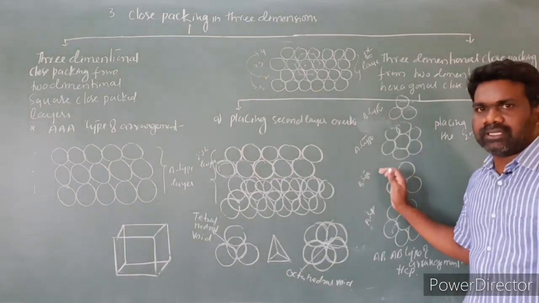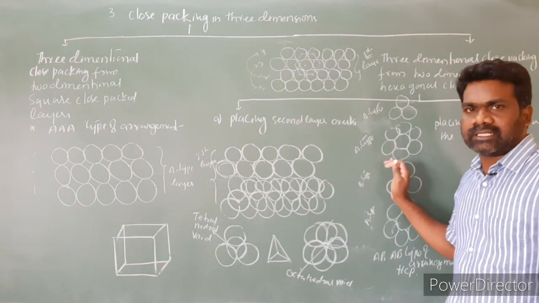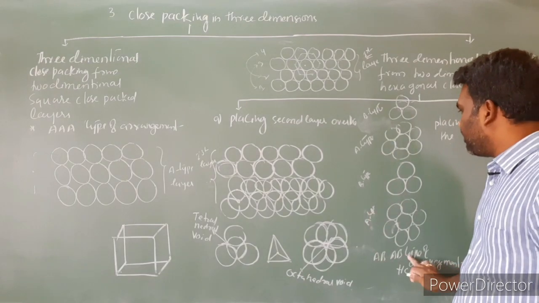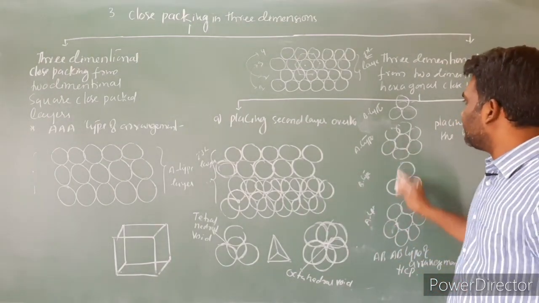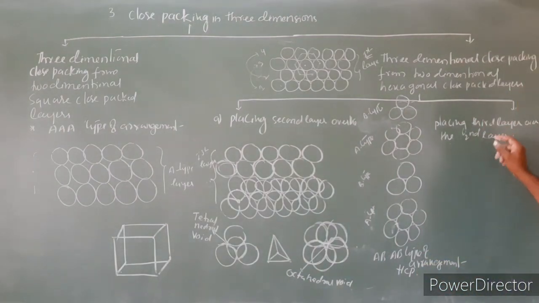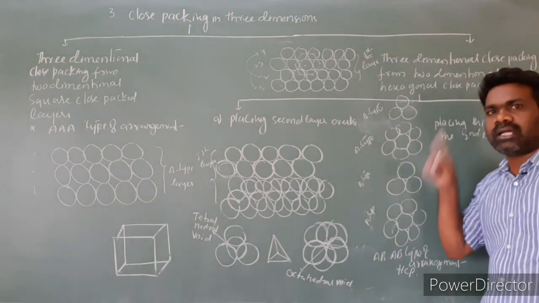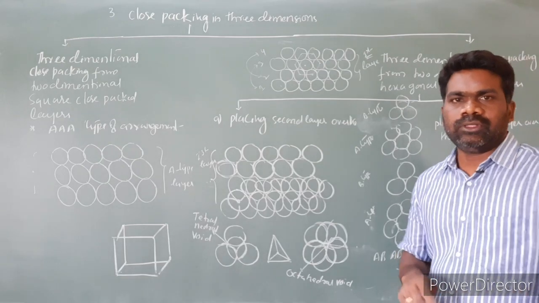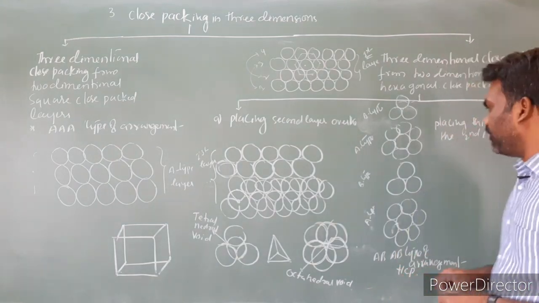Next, placing the third layer over the second layer. In this case, we are covering the tetrahedral voids. So AB type of arrangement, third layer we are placing covering the tetrahedral voids. Now in this case, the third layer we have to place by covering the octahedral voids.